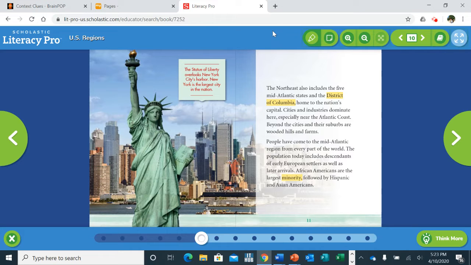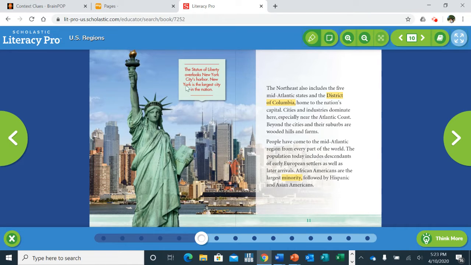So I'm going to take a look at the picture. I see the Statue of Liberty and New York behind her. And then I'm going to take a look at the caption that explains what the picture is about. The Statue of Liberty overlooks New York City's harbor. New York is the largest city in the nation. So this water right here is New York City's harbor. A harbor is where you can see ships and boats come in and they bring different goods and services to the people in that city and beyond.